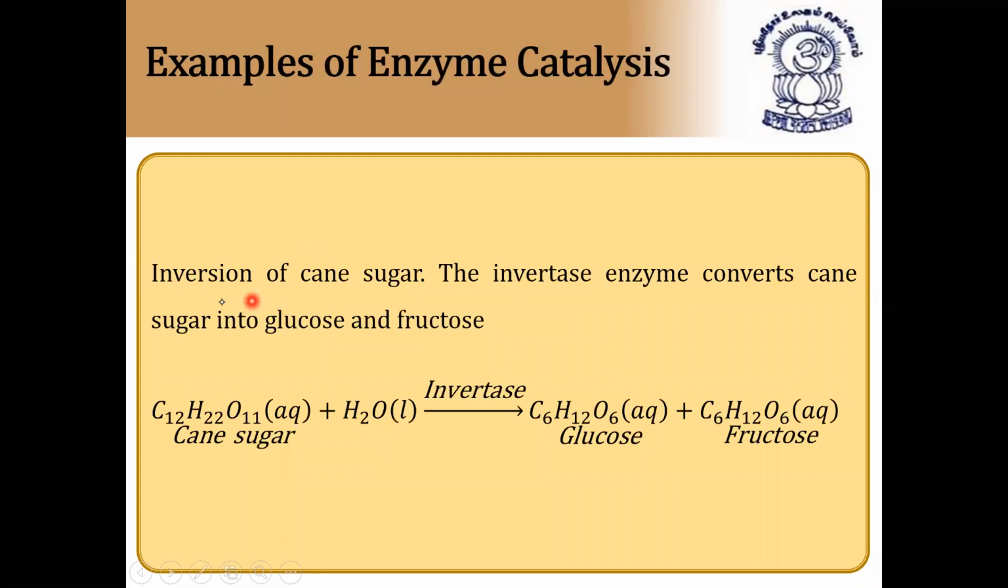Examples of enzyme catalysis. Inversion of cane sugar. Cane sugar, C12H22O11, on hydrolysis in the presence of an enzyme called invertase. Here the enzyme is invertase. It acts like a catalyst, a biochemical catalyst, which converts the cane sugar into glucose and fructose respectively. So this is an example of enzyme catalysis.